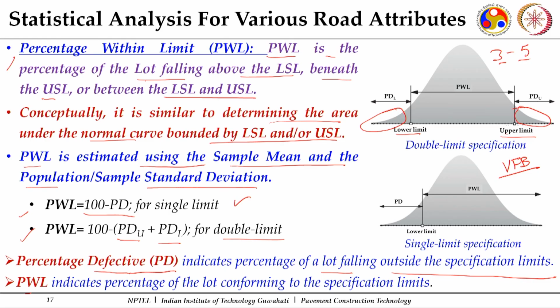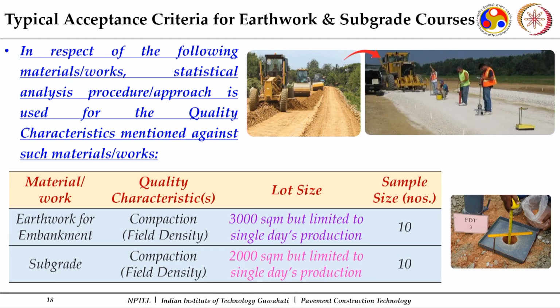Now, percent within limits indicates the percentage of the lot conforming to the specification limits, and many a times on the basis of this percent within limits, we introduce a pay factor also, that if the percentage within limits is ensured well, on the basis of that percent within limits, we can release the payment for a particular work. So, this is also practiced in different countries, specifically on the basis of how good the quality control is.